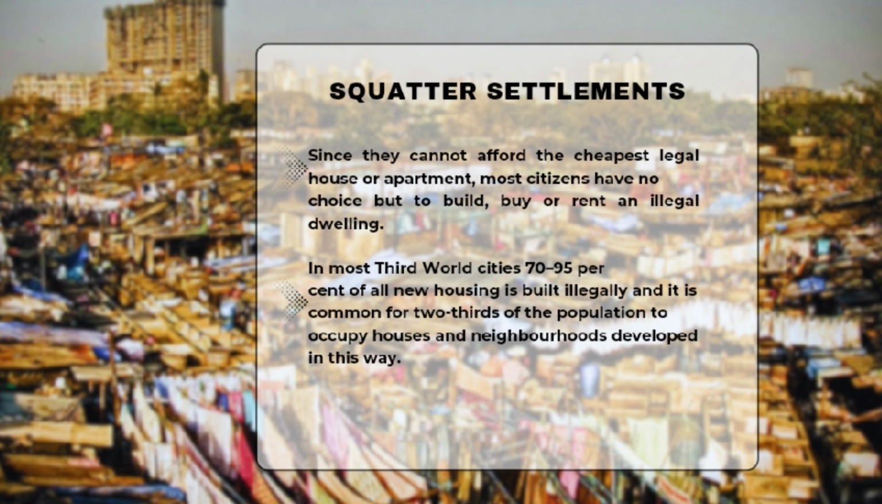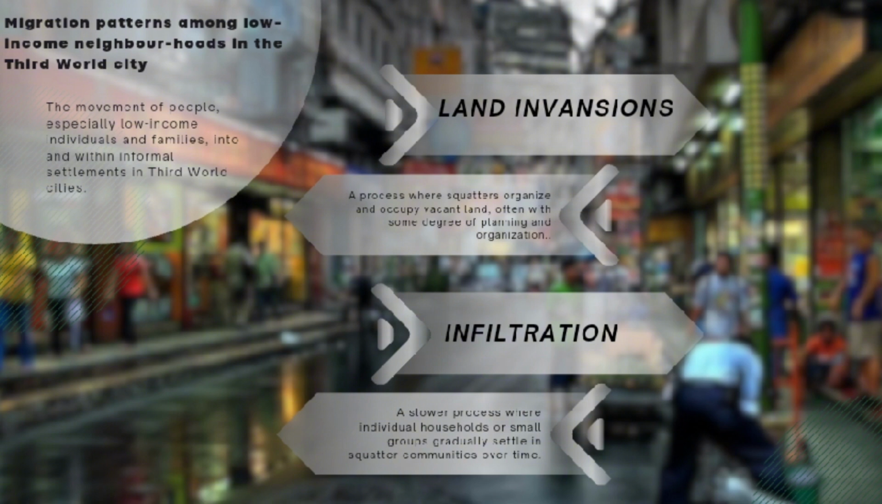So since they cannot afford the cheapest legal house or apartment, most citizens have no choice but to build, buy, or rent an illegal dwelling. In most third world cities, 70 to 95% of all new housing is built illegally, and it is common for 2/3 of the population to occupy houses and neighborhoods developed in this way. So there are two main ways that families become residents of these informal settlements, which are land invasions and infiltration.